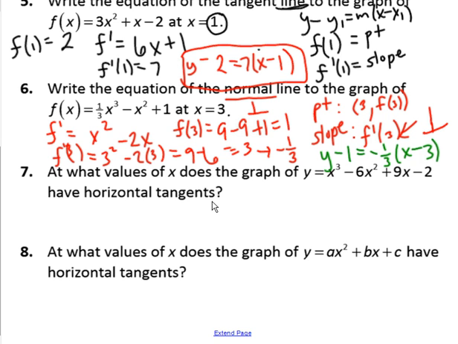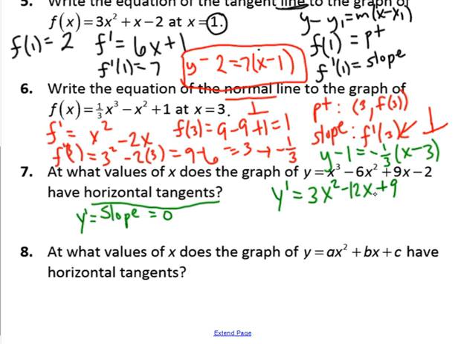Okay, the next problem is looking for what values of x does the graph of x cubed minus 6x squared plus 9x minus 2 have horizontal tangents. So we're not looking for the equation of the tangent line, but we know that the tangent line is horizontal. Therefore, we know that the slope is 0 for a horizontal tangent line. So the first thing we want to do is find y prime. So that's going to be 3x squared minus 12x plus 9. And then if we want to find when the slope is equal to 0, the slope is represented by the derivative. So we want to know when the derivative is equal to 0.